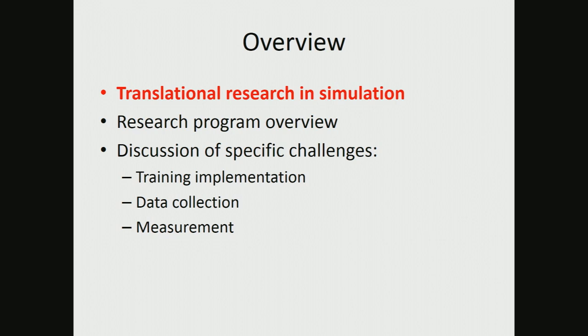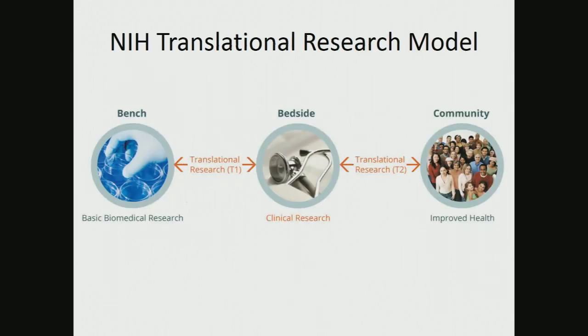So first, translational research and simulation. I think everyone's familiar with some form of the NIH translational model. I think most of you have seen some of it. Sometimes there are 5 circles, sometimes 4 circles. This one happens to have 3 circles. But essentially the idea is, how do you go from bench to bedside to population? How do you do that?